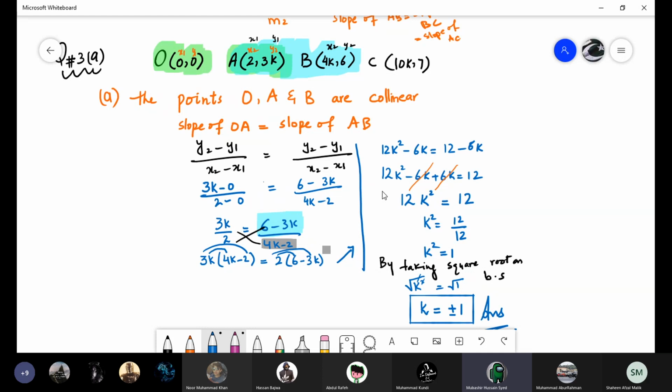For example, if our answer is negative, what do we do with a negative value under the square root? Your calculator will never give it; it will give you an error. We cannot take the square root of a negative number. You will not get a value like that where you have the square root of a negative number.